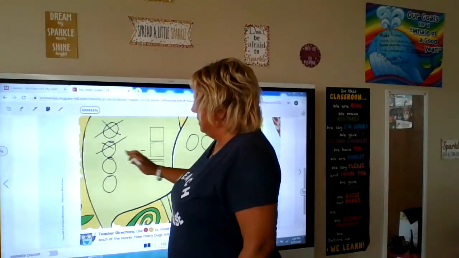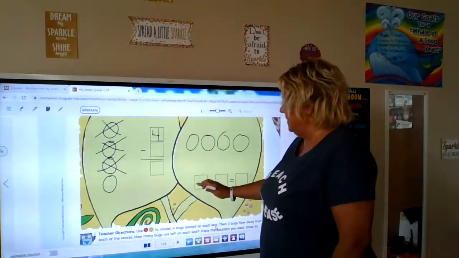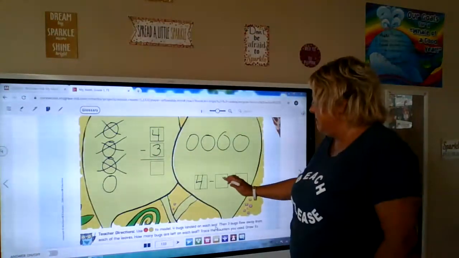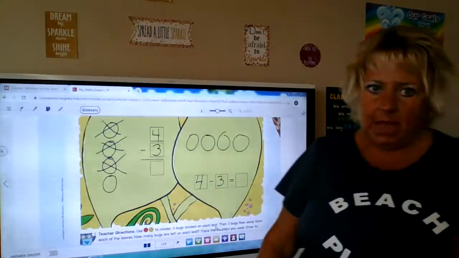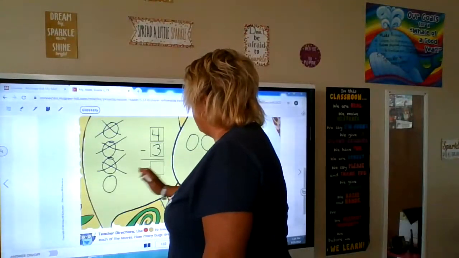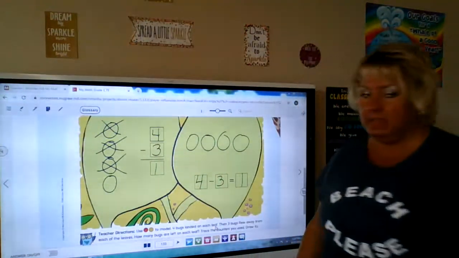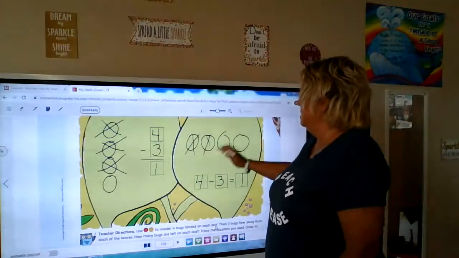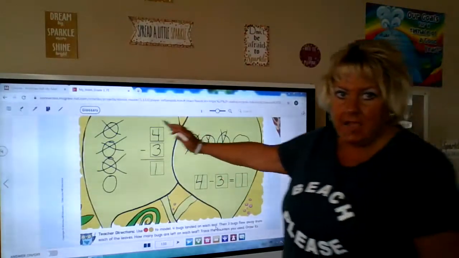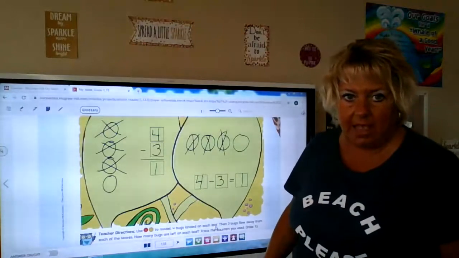So now I'm going to cross out 3. So we started with 4 bugs on both leaves. 3 flew away. How many bugs are left on each leaf? 4 take away 3 is 1. 4 take away 3 is 1. Same answer. Same problem, same answer. I can write it up and down. I can write it across. I'm going to solve it the same way.